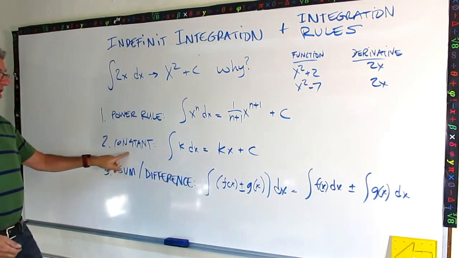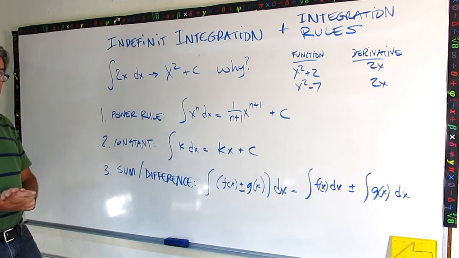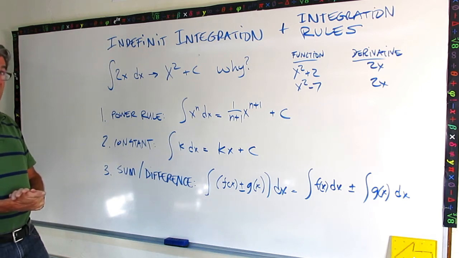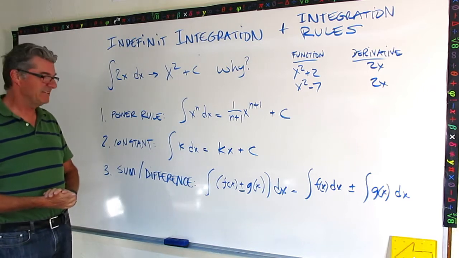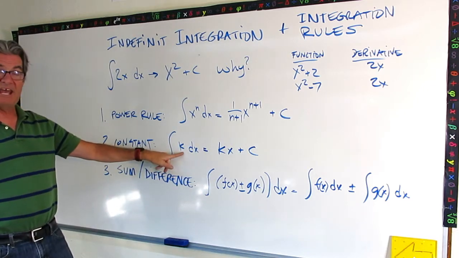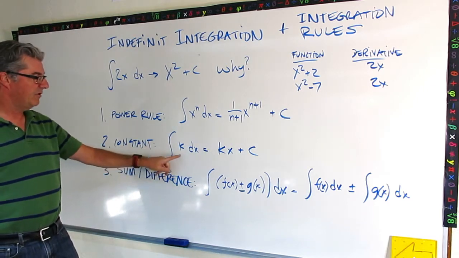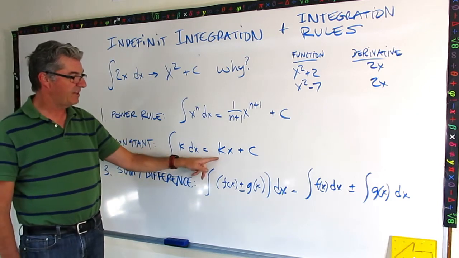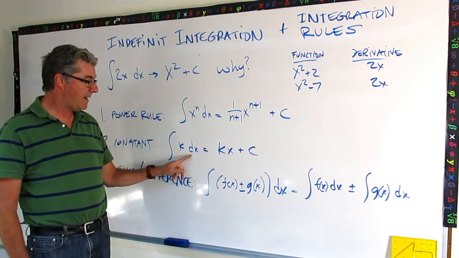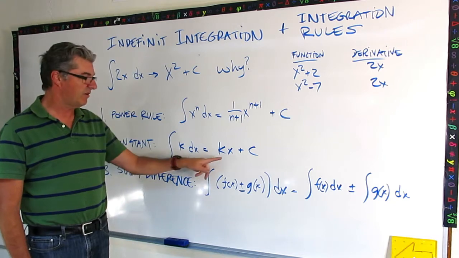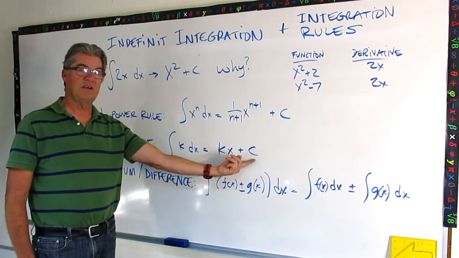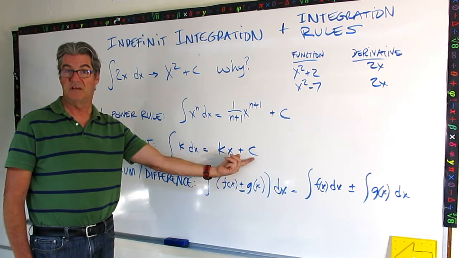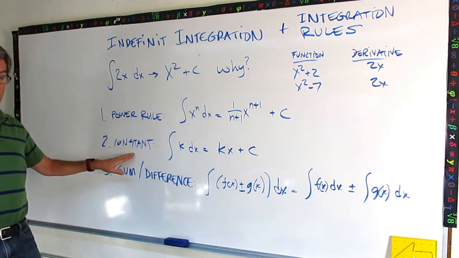Okay. The constant rule. We also talked about the integration of a constant in our last lesson. So for some constant k, taking the integral of k dx, you're going to end up with kx. That's what happens when you take a constant and you integrate. You end up with that constant times x. And then again, we have our indefinite component, our constant here, plus c. So this is the constant rule.